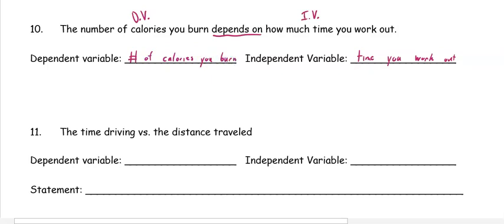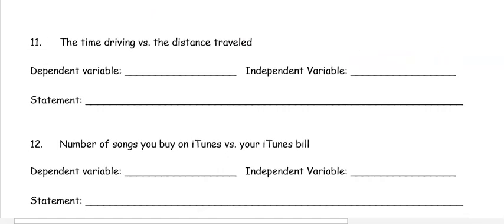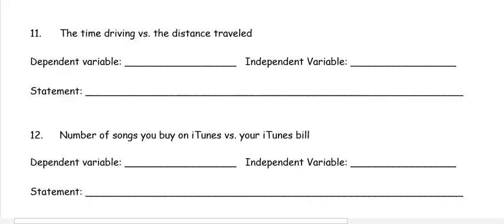So let's put it all together now. We're going to identify our independent and dependent variable and write a sentence. In number 11, the time driving versus the distance traveled. Remember that time is always independent because we can't do anything to change time. So our independent variable is time driving, and our dependent variable is going to be distance traveled.